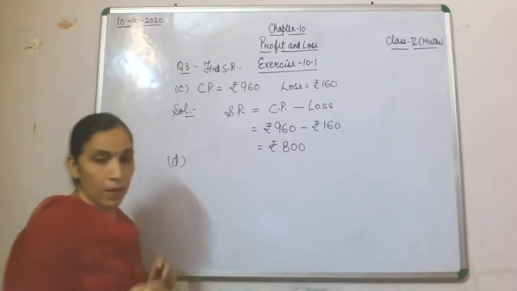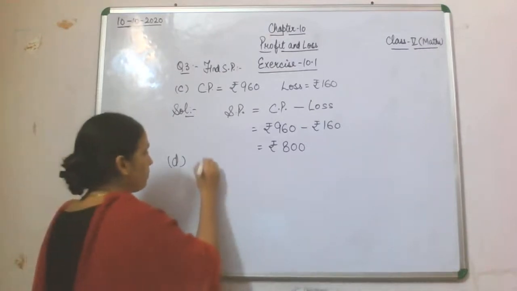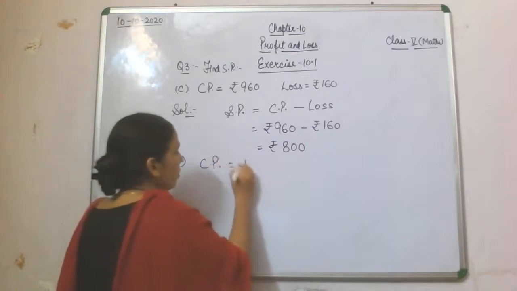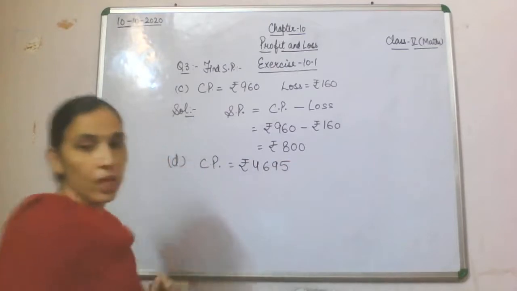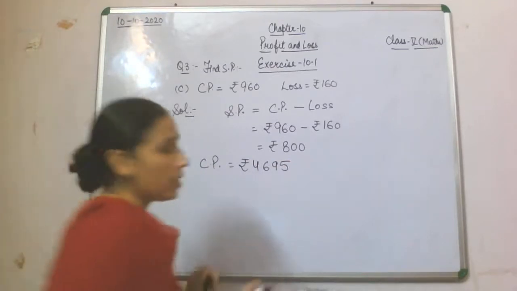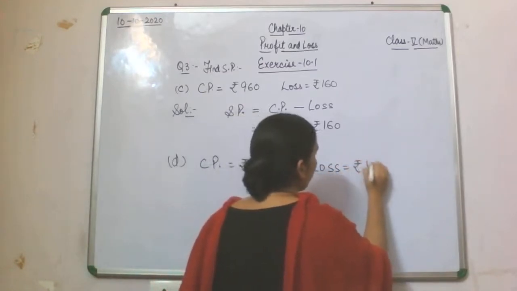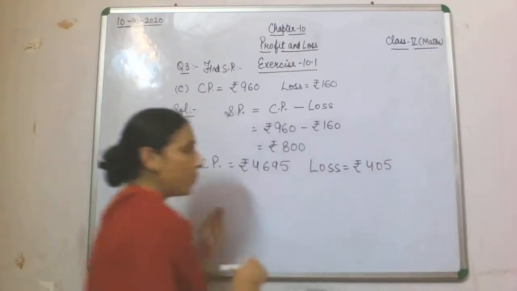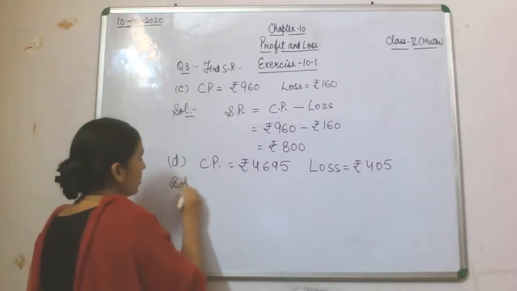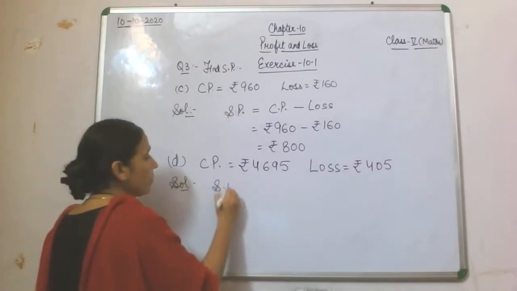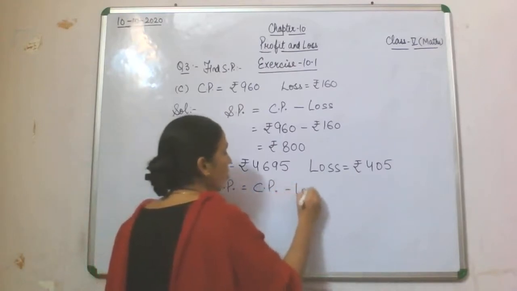So let's see D part of this question 3. Now here cost price is rupees 4,695, and the loss is rupees 405. So what we will do now? Selling price is equal to cost price minus loss.